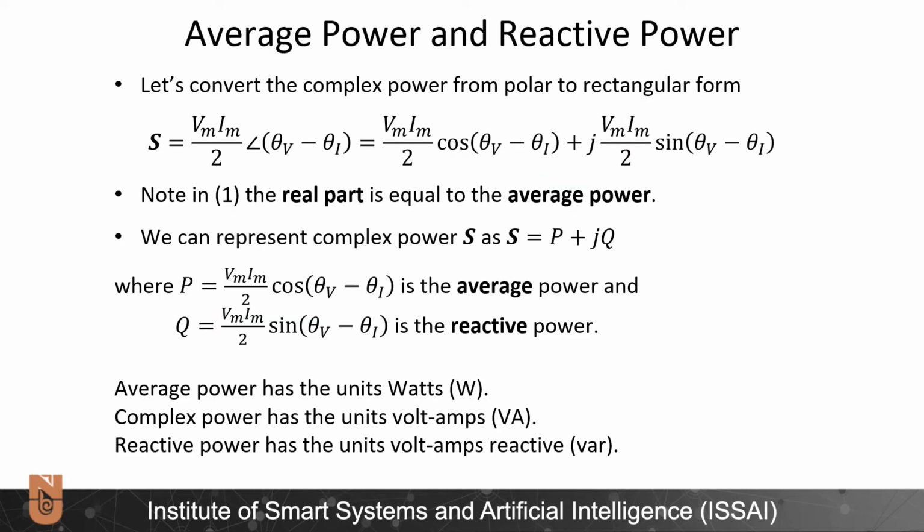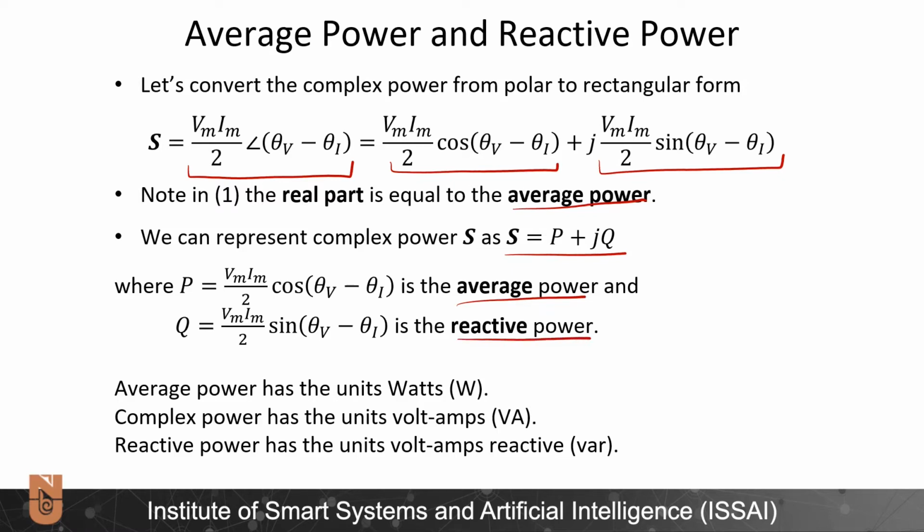Let us convert the complex power from polar to the rectangular form. Here we have it in the polar form, Vm times Im divided by 2 with an angle theta V minus theta I. In the rectangular form, we have the real part and the imaginary part. The real part here is equal to the average power, and we can represent S in rectangular form as S equals P plus jQ. Here P is the average power and Q is called the reactive power.